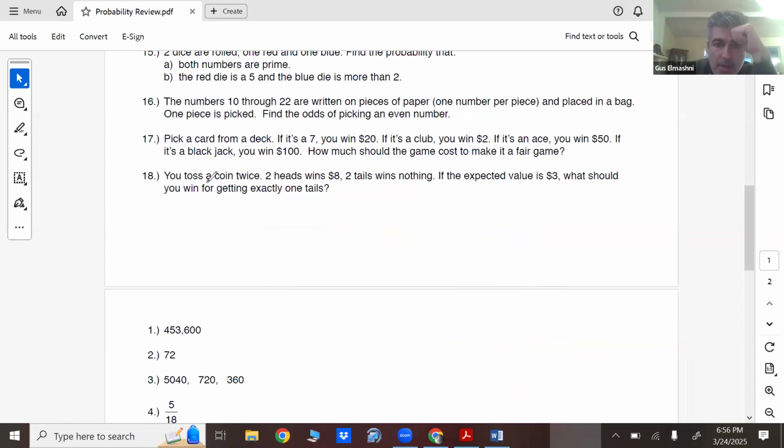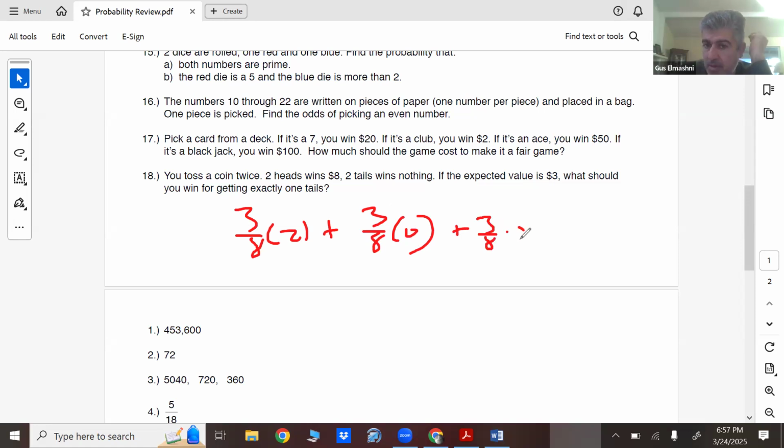You toss a coin twice, two heads wins $8, two tails wins nothing. What should you win for getting exactly one tail? This is assuming a fair game. Or well actually, that's expected value. So two heads, there's a 3/8 chance of that happening. Two tails, there's also 3/8. So what should you win for getting exactly one tail? That's a 3/8 chance also, times x equals 3. Is 2.25.